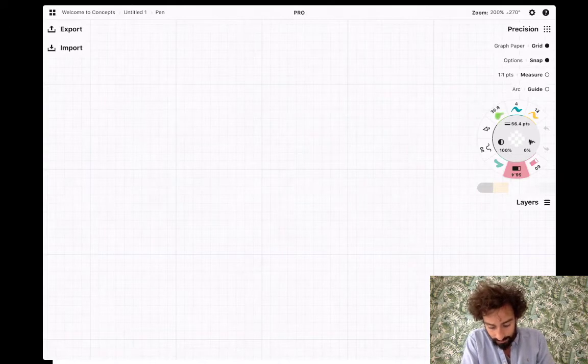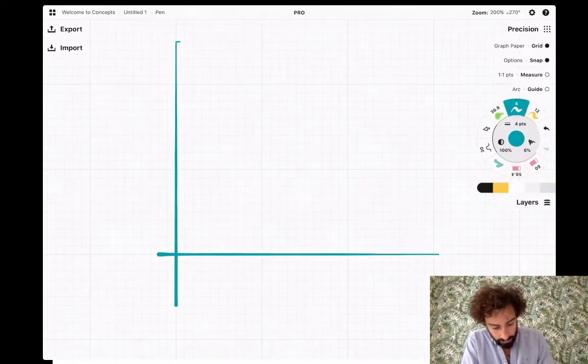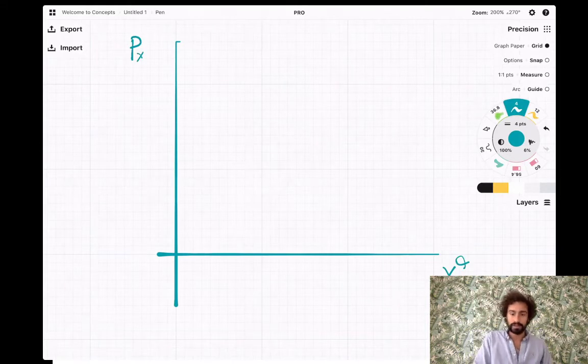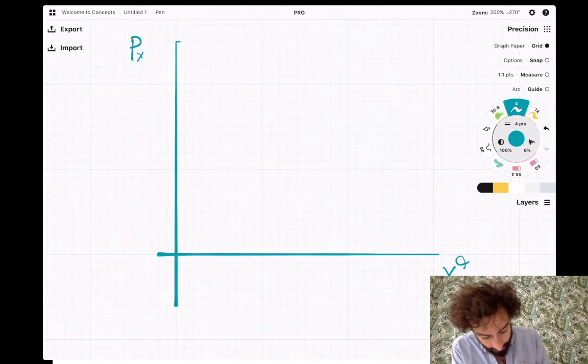We have our demand curve. We have the price of good X, and we have our demand for good X on the X-axis. And it's downward sloping like this.